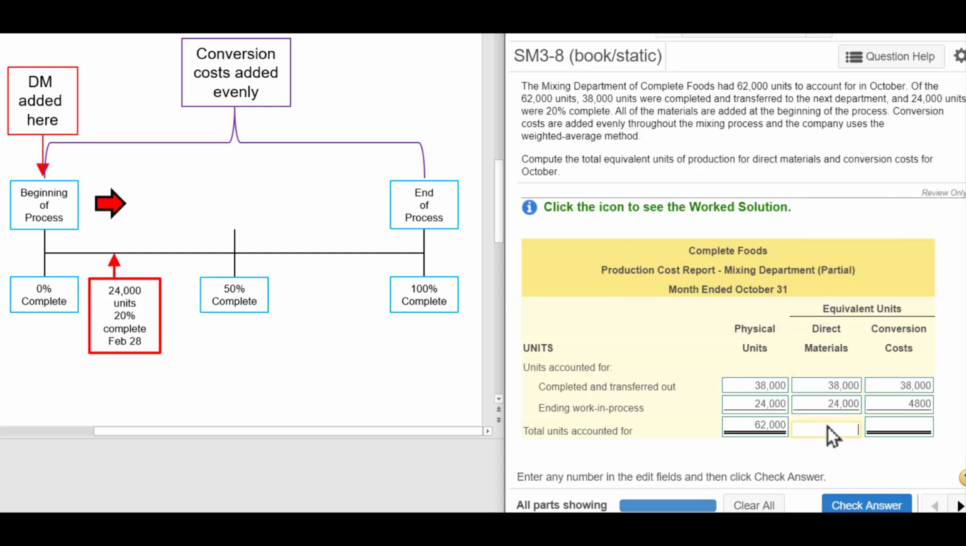So for the total units accounted for, we take 38,000 plus 24,000. That gives us 62,000 again. And for the conversion costs, we take the 38,000 plus the 4,800. So 38,000 plus 4,800 gives us 42,800 equivalent units accounted for.